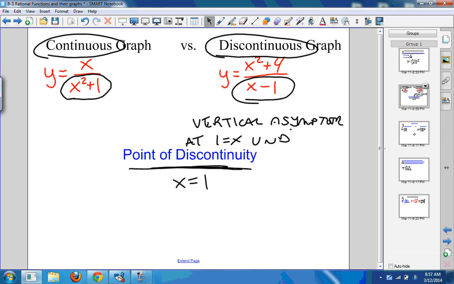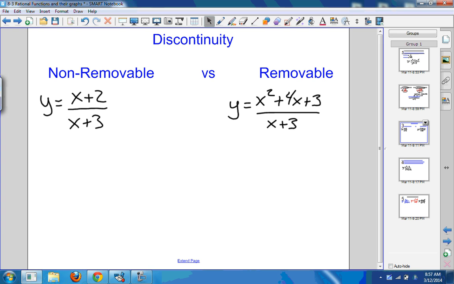Alright, let's look at a couple more things. So discontinuity, we can have two different kinds. We can have a non-removable and a removable kind of discontinuity. So our non-removable discontinuity is going to be an example like this. So if I plug in -3 into this graph, I'll get an undefined point, right? So that is going to be non-removable. It's permanent. We have a point of discontinuity at x equals -3.